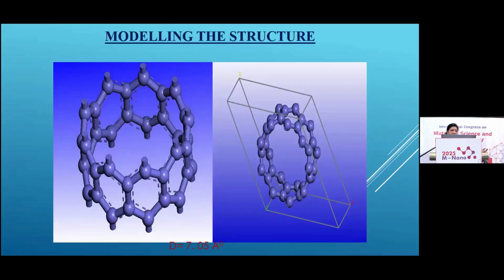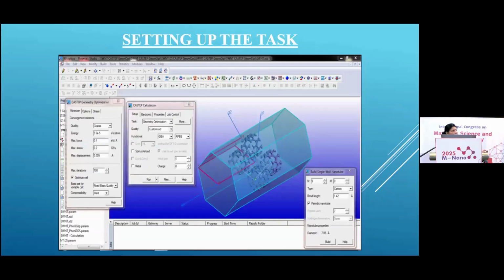Now, this is the single-walled carbon nanotube I simulated. It was (9,0), I guess. Then when we set up the task, we use the supercell method. I have just simulated one cell, but when the computer calculates, it will create a supercell out of that, and it will create the properties over the entire structure.